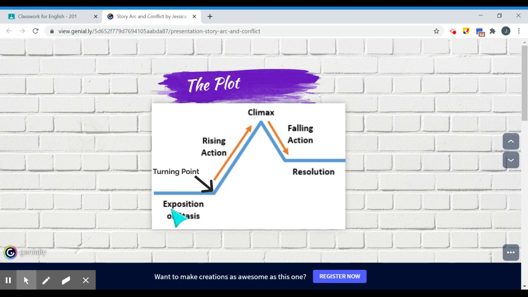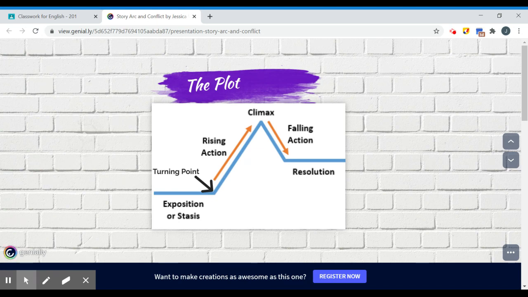So the exposition or stasis, otherwise known as the beginning, is the introduction to a story. So it tells us the characters, so who's in the story, and then it tells us the setting. Where does the story take place? The turning point is the first major important event. It'll usually introduce some conflict into the story, and it will change the direction of the characters' lives.